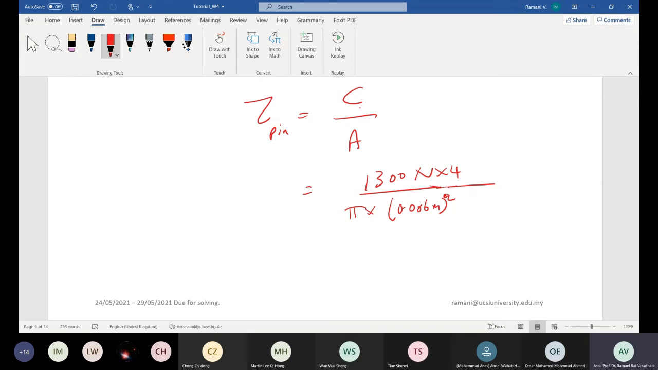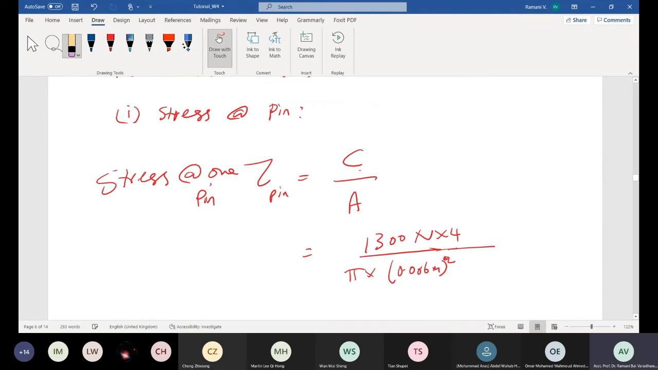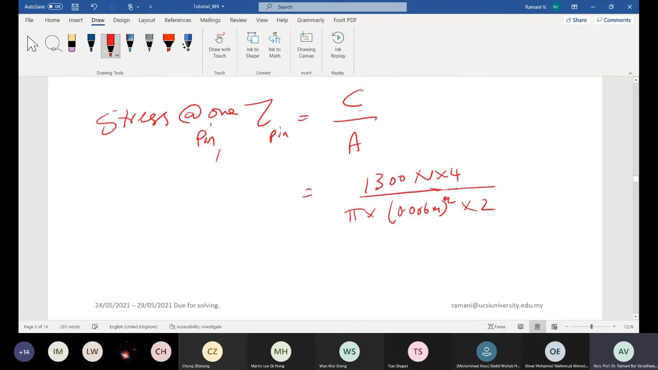But for one pin, if you want to calculate the stress at one pin, then you divide by 2. This is the total stress acting on both pins. Stress at both pins will be this due to this loading, so divide by 2 to give the stress at one pin. So how much is the answer? You are getting the answer as 23.0 times 10⁶ pascals, or 23 megapascals. Okay, that is the answer.